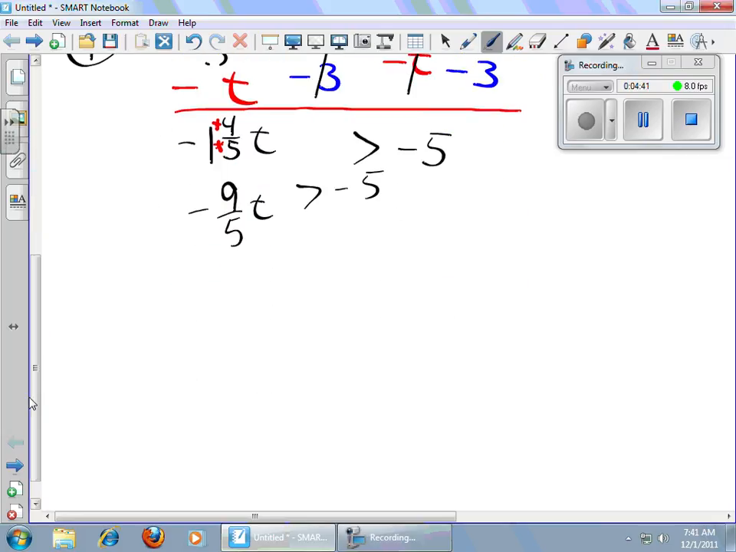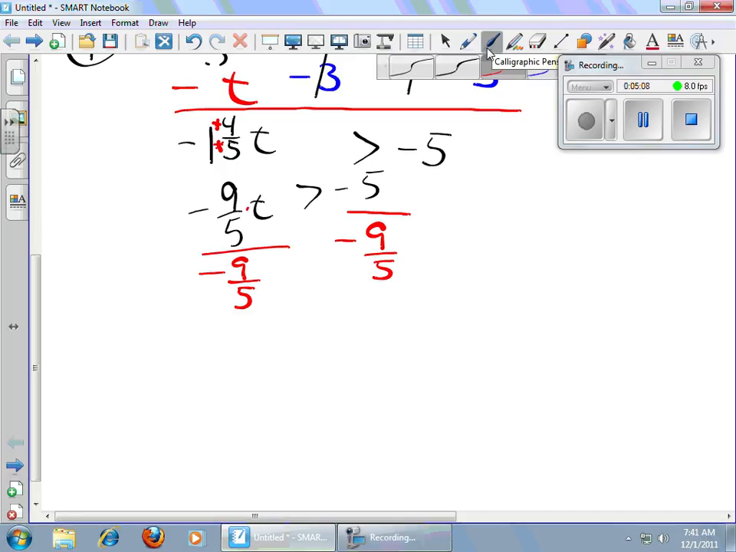Now, again, I could multiply by a 5 here, but I'm actually going to divide by the fraction because a lot of you have trouble with it. The more you see it, the more comfortable you'll get with it. You have to know how to divide by fractions. Well, the negative 9/5 t is attached by multiplication, so I will divide by a negative 9/5 on both sides. Okay? I just divided by a negative. What is going to happen to my inequality? It's going to flip. The greater than will become a less than.